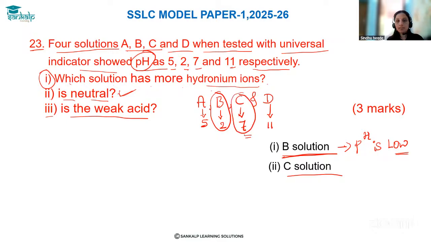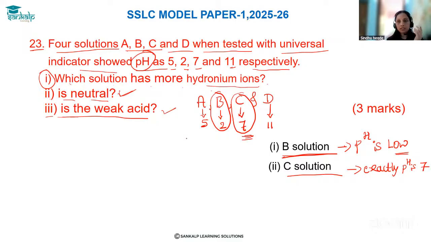C solution has exactly pH value 7. So exactly pH value is 7. That's why C solution is considered a neutral solution. Then the third one, which one is the weak acid?